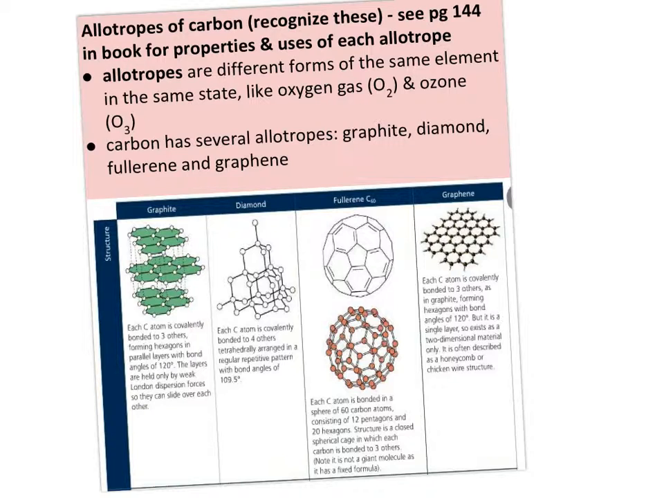It's a 3D structure. But then this fullerene is where each carbon atom is bonded in like this soccer ball configuration of hexagons and pentagons, total of 60 carbon atoms. And then graphene is kind of like the two-dimensional version of fullerene, where each carbon atom is covalently bonded to 3 others, but just in one plane or in 2 dimensions. And as I said, check out page 144 for all the uses that people are coming up with for these.